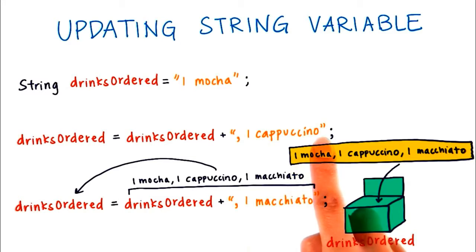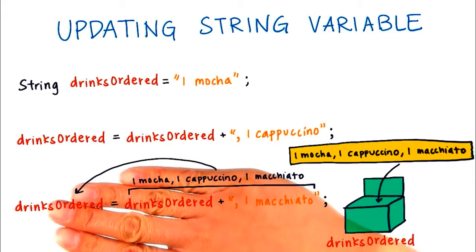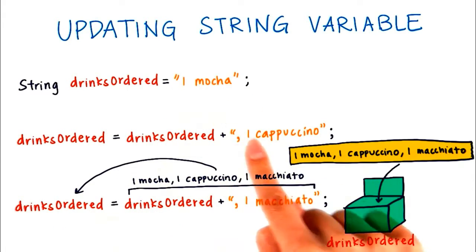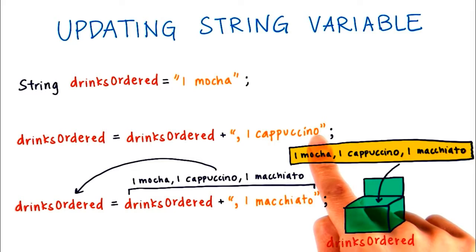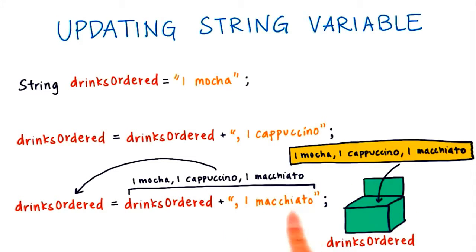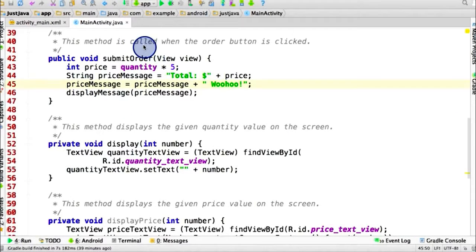The reason why I didn't put a comma at the end of cappuccino is because I can't be sure if there's going to be another drink coming after that or not. If there's only 2 drinks, then it will say one mocha, comma, one cappuccino, and that looks fine as is. If there's another drink coming, like a macchiato, then I can just add a comma because I know another drink is coming. Go ahead and try this out in Android Studio.